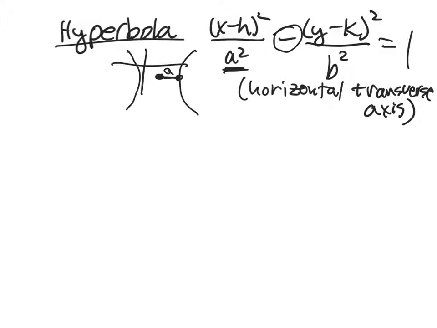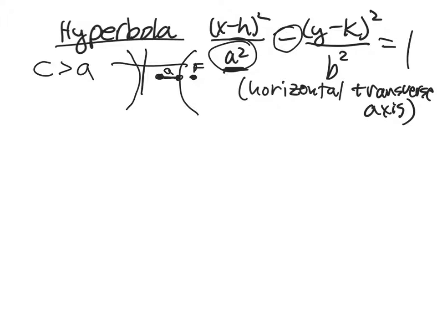And the focus this time is going to be larger than, or outside the vertex. So C this time is bigger than A. But we cannot say A is greater than B. Sometimes it is, sometimes it isn't. A is always going to be the denominator of the positive term.